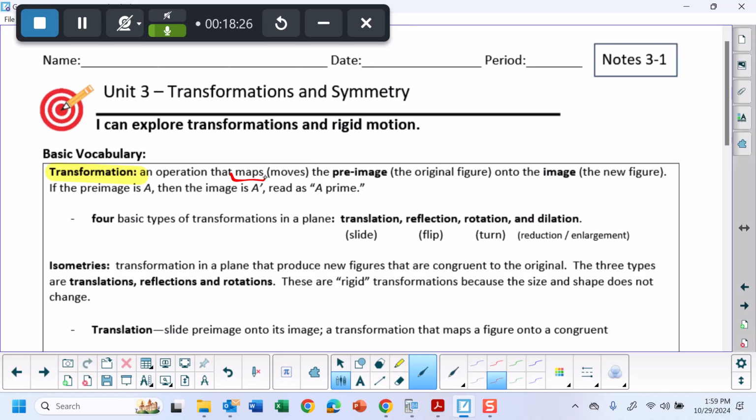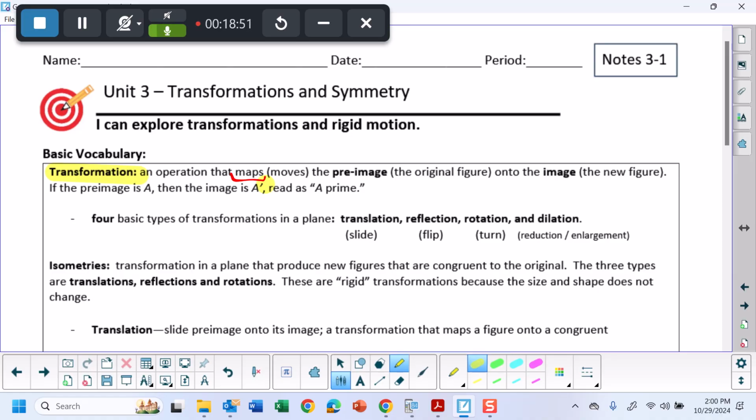We're going to read this one as A and this one as A prime. So that prime notation is what we get when we put that little apostrophe looking mark up at the top. We read that as A prime. We have 4 basic types of transformations: a translation, reflection, rotation, and a dilation.